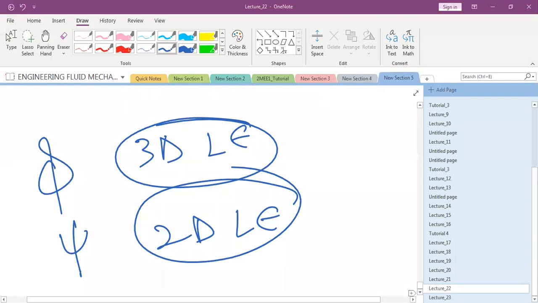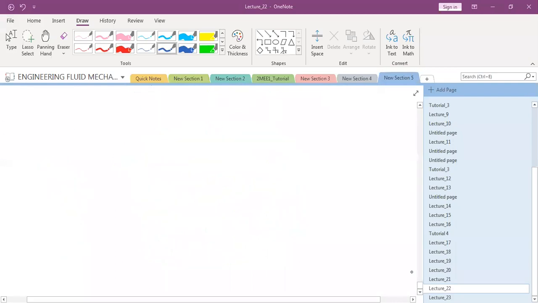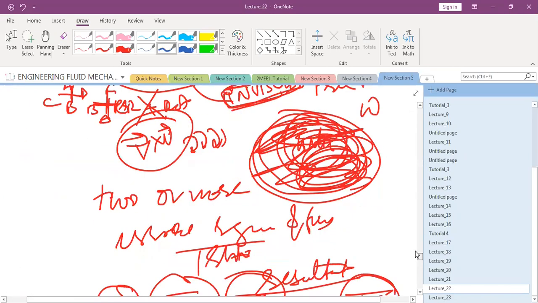Now I'm moving to a very important concept, and that is very important as far as your subsequent subject matter is concerned. I think all of you are conversant with what is called coordinate transformation.